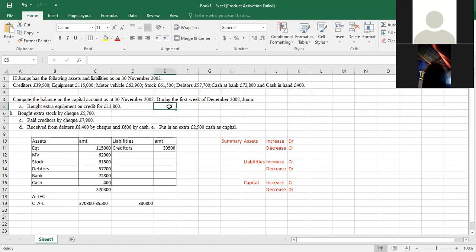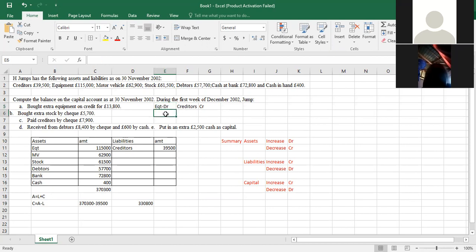So I'll do it here. We've bought an extra equipment on credit. So you've said that our equipment will increase. So we are going to debit. What will happen to our creditors? Our creditors will increase. And creditors, the nature of creditors is liabilities. So when they increase, we credit. So you should make sure that for any debit entry, there is a corresponding credit entry. And you can see that.